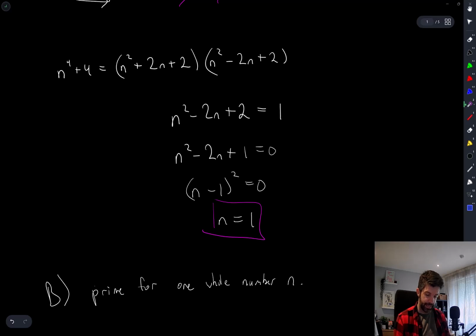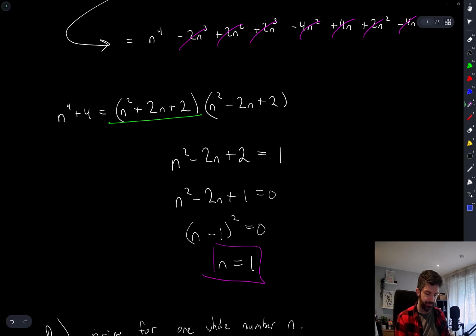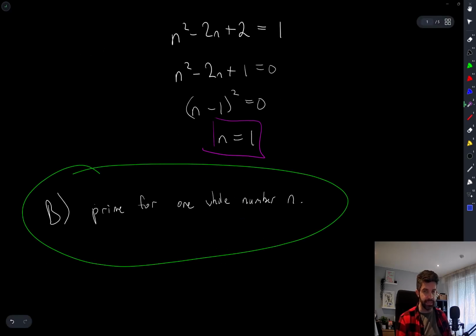Yeah, and when n is equal to 1, this thing is equal to 5. Okay. If n is any positive whole number greater than 1, then that is a whole number greater than 1, and that is a whole number greater than 1, and therefore I have a factorization of my number. But when n is equal to 1, that is equal to 1, and so it doesn't count as a factorization. Okay, there we go. The answer is B.